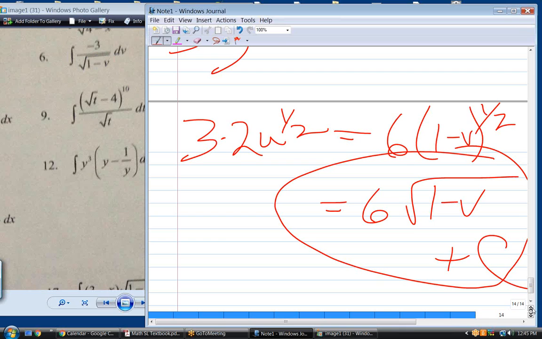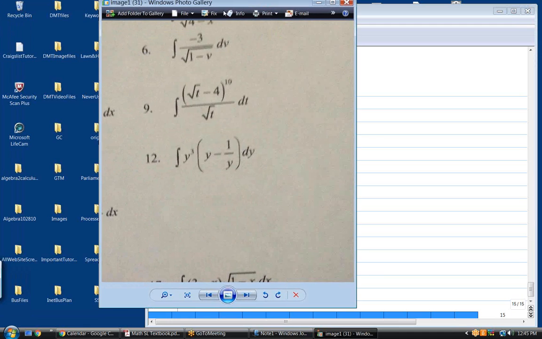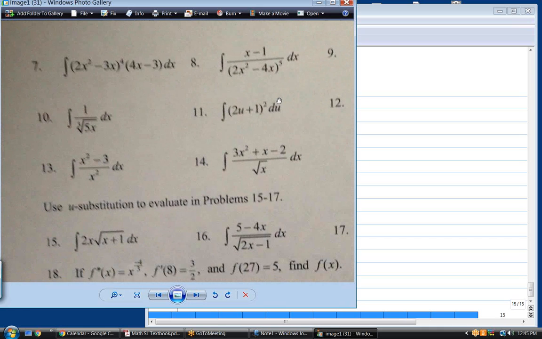Okay? Now, I think at this point I see some problems here that are a little different. I was going to say, let me explain a few other things to you, but what's the derivative of the inside on 7? Would it be 4x minus 3? No. Exactly what it's being multiplied by.